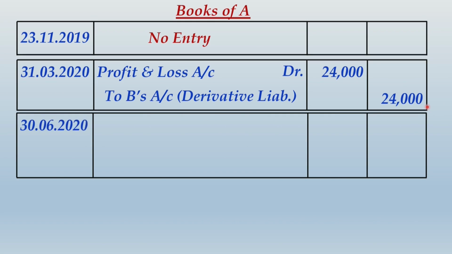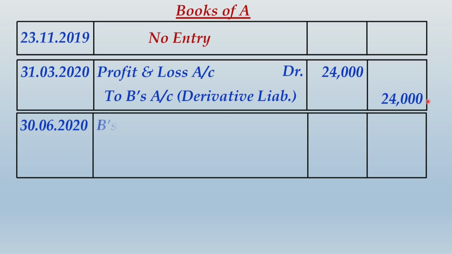At the settlement date, what happens is that the share price has increased from 154 to 170, thereby a gain of 16 per share arises, and 16 per share multiplied by 4,000 shares, there will be a total gain of rupees 64,000.